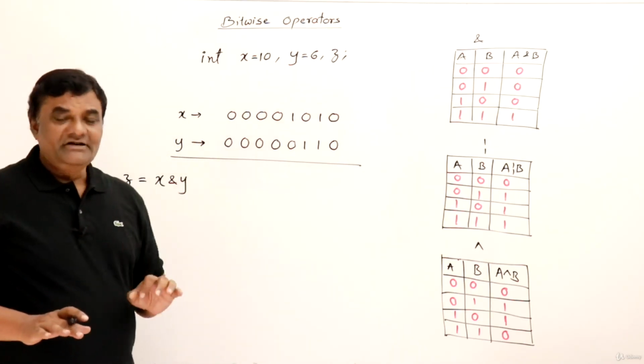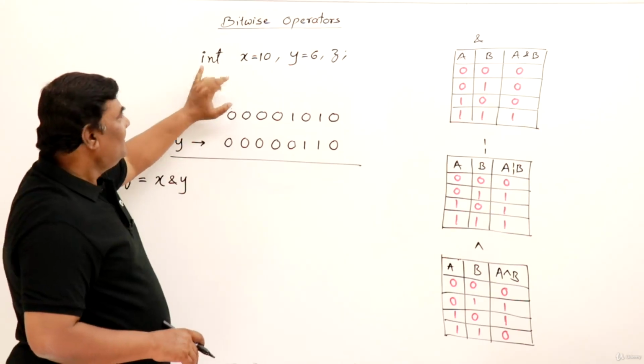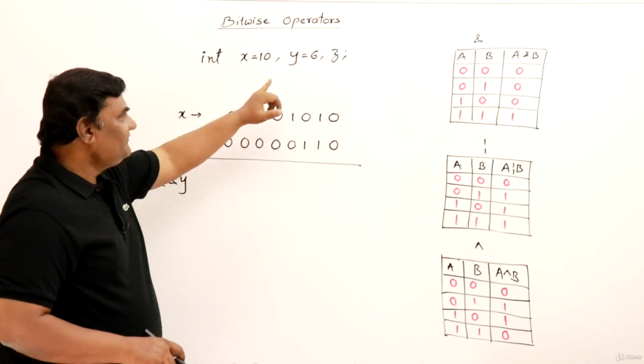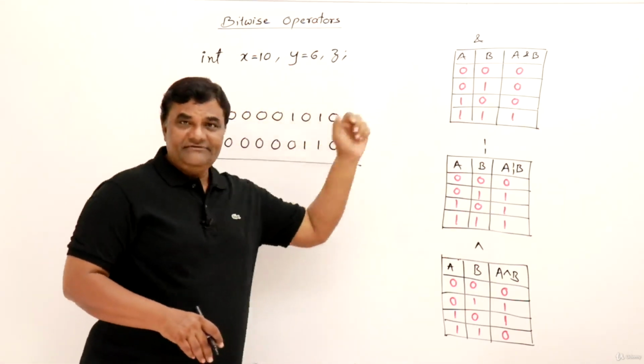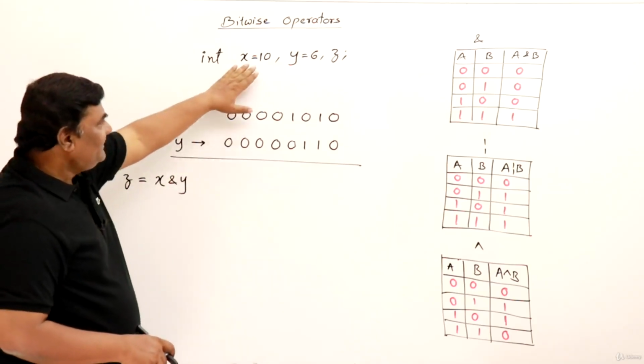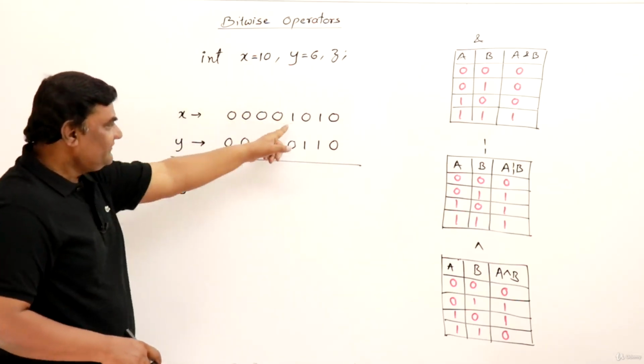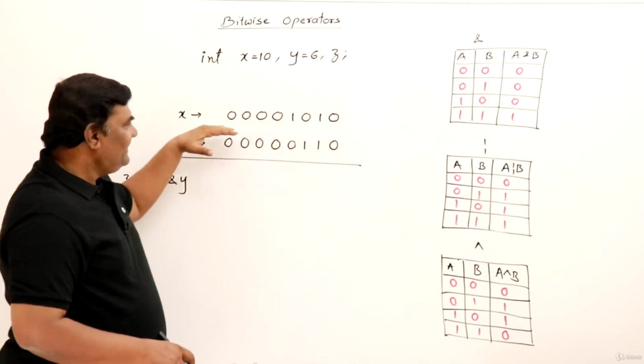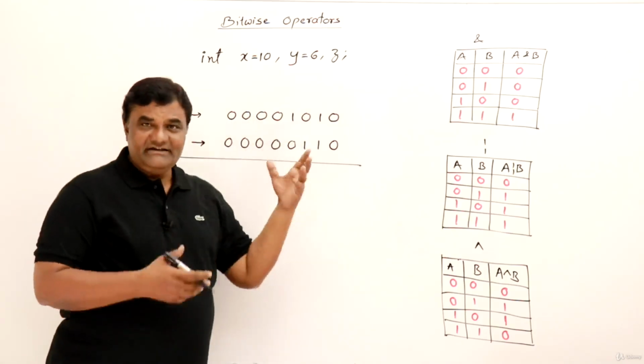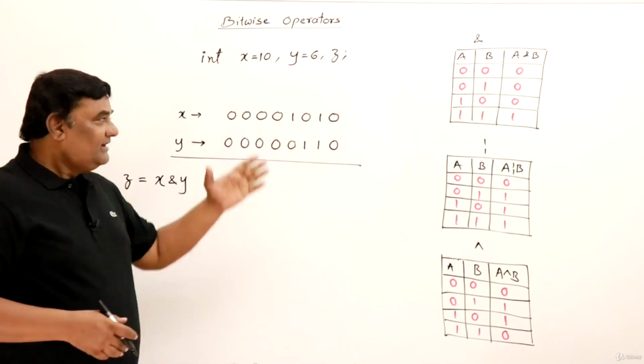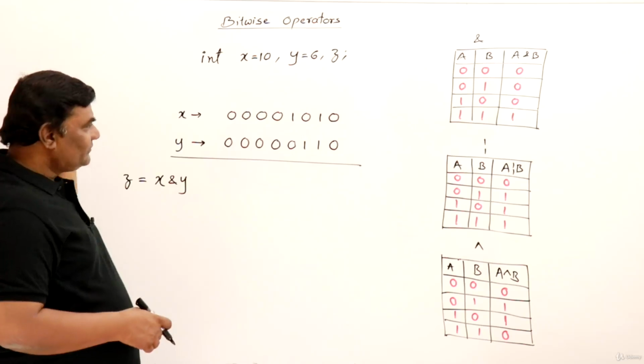So only integer type. I have taken an example of integers here. One integer x has the value 10 and y has the value 6, and I have also taken one variable z. Now I am showing the binary form of 10. This is 1010. I have taken only 8 binary digits here so that we can easily understand and solve it, right? Because the leading bits are all zeros.